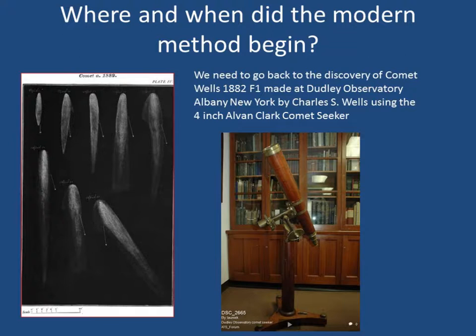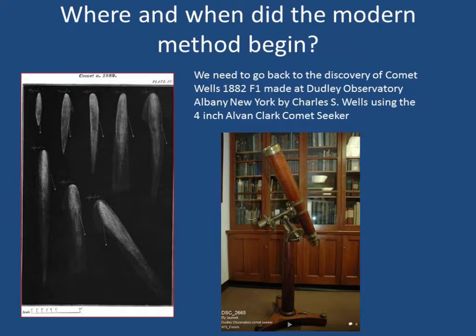Well, we've got to look back at the discovery of a comet in 1882 F1, and there were some magnificent comets about in the 1880s. If you go back to 1858, to Donati's comet, and look to 1900, there were some really fantastic comets. This particular comet, Comet Wells, is a very important comet, and it was discovered at Dudley Observatory, Albany, New York, by a fellow called Charles Wells, using a 4-inch Alvan Clark comet seeker. You can see it was a nice bright comet. In fact, it was a naked eye comet, and it was well observed all over the world.